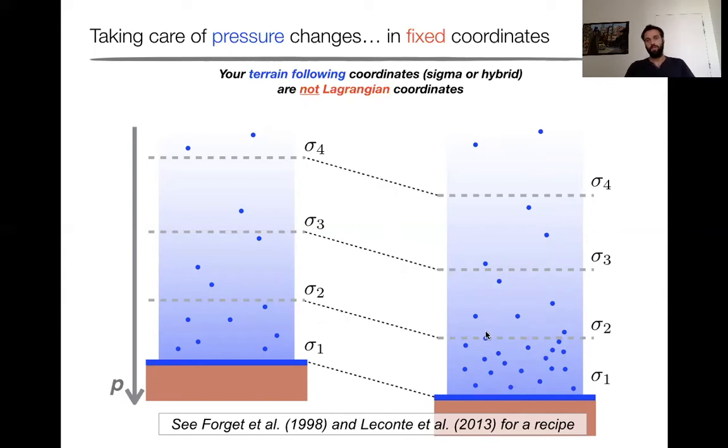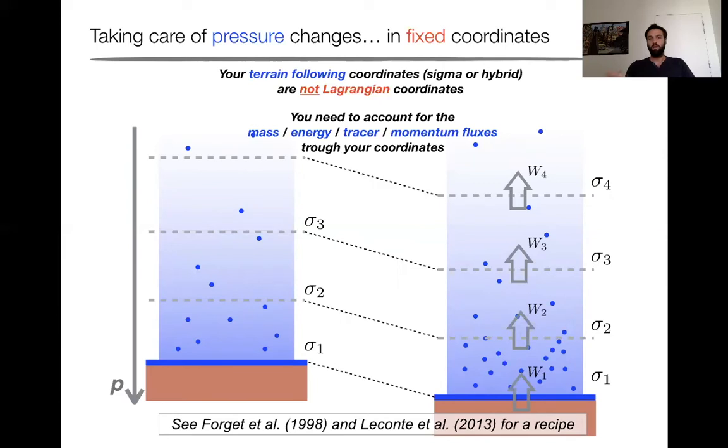But because your coordinate moves, what it does is that in your GCM, it creates some mass, energy, and tracer, and even momentum fluxes between your layers. And you really have to take that into account if you want to account for these motions that are created by the mass addition or the mass suppression in your atmosphere. And if you want to know a way to do that, there is a recipe.